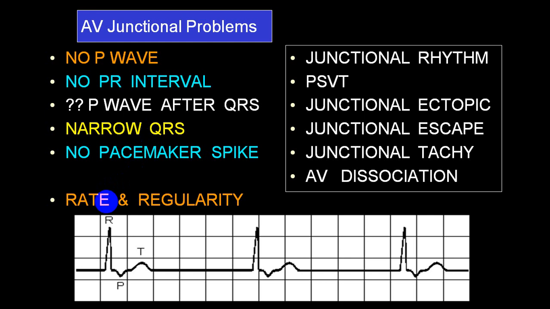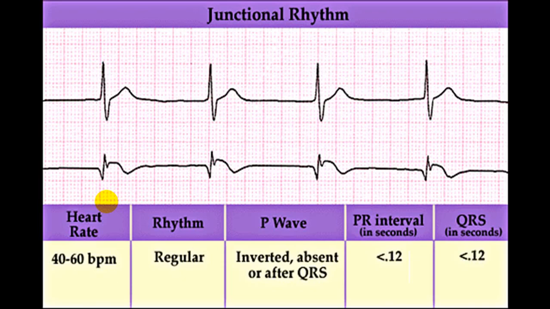If the rate is between 60 to 100, we call it an accelerated junctional rhythm. If the rate is more than 100, junctional tachycardia. And if the rate is less than 40, we call it a junctional rhythm with slow ventricular rate. These are the terms which are being utilized. I'll show you one ECG which will show you those particular things.